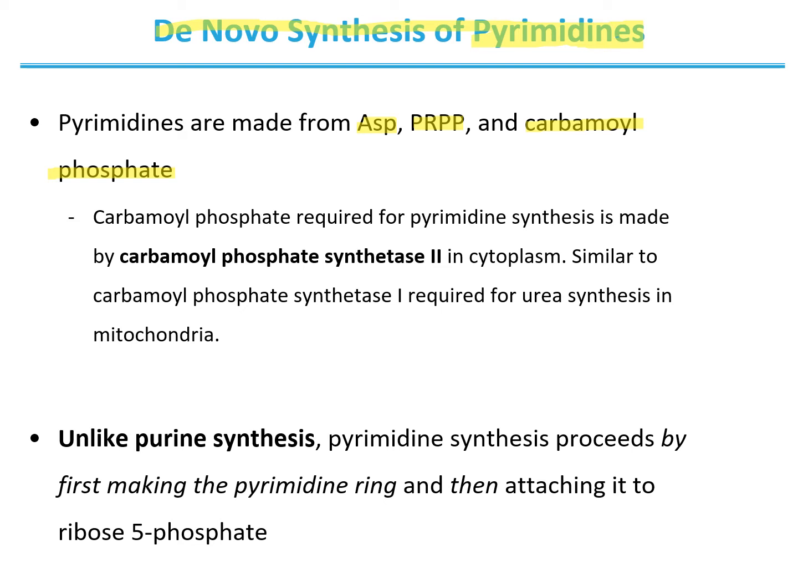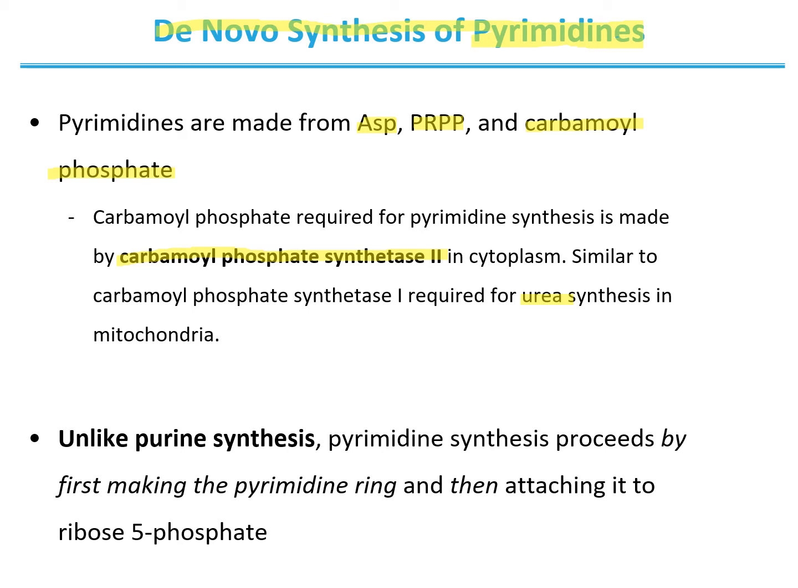So we saw aspartate is a common amino acid usually found inside the cell. PRPP we can synthesize from the ribose 5-phosphate, whereas this carbamoyl phosphate will be synthesized by the enzyme carbamoyl phosphate synthetase 2, or CPS2 is the short form of the enzyme in the cytoplasm. Now this enzyme is pretty similar to an enzyme CPS1, which we saw in the urea cycle, which catalyzed the first step of the urea cycle.